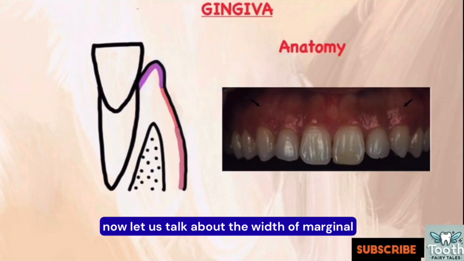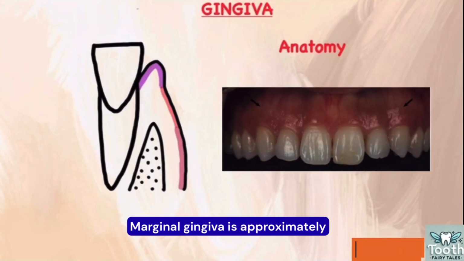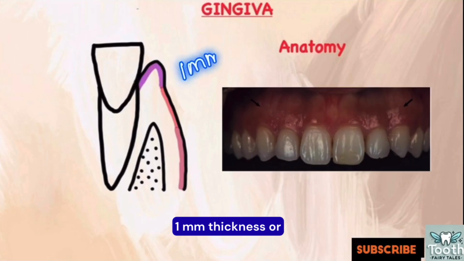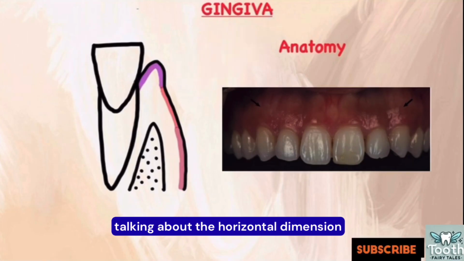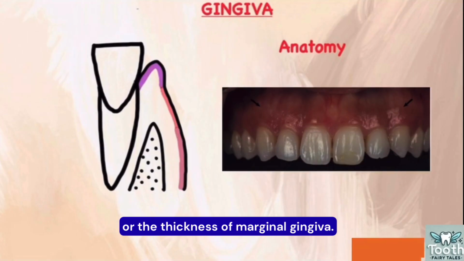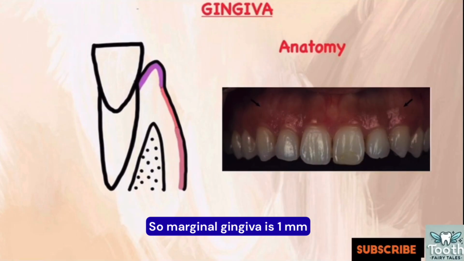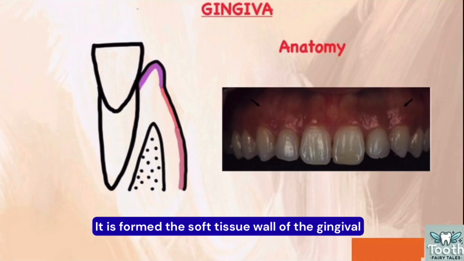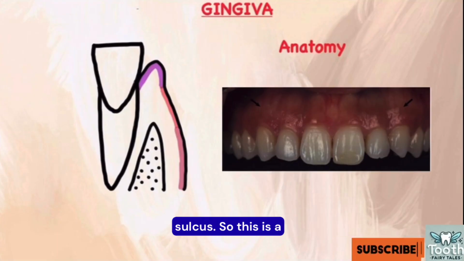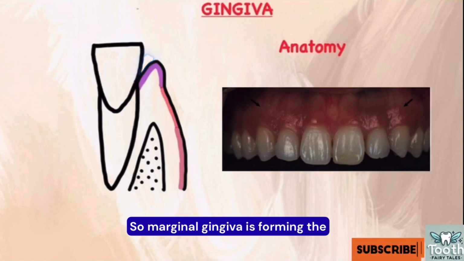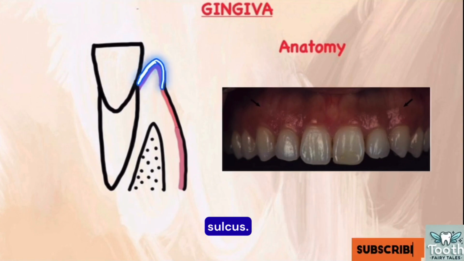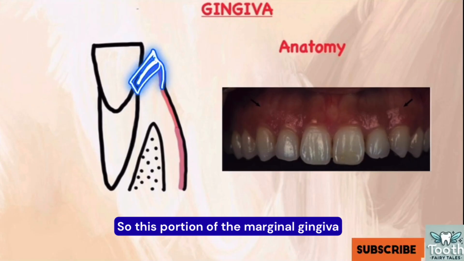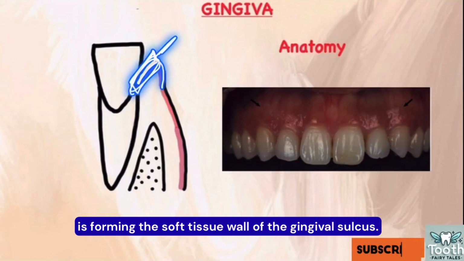Now let us talk about the width of marginal gingiva. Marginal gingiva is approximately 1 mm thickness or 1 mm wide. Here the term wide means it is talking about the horizontal dimension or the thickness of marginal gingiva. It is forming the soft tissue wall of the gingival sulcus. So this is a gingival sulcus, and this portion of the marginal gingiva is forming its soft tissue wall.